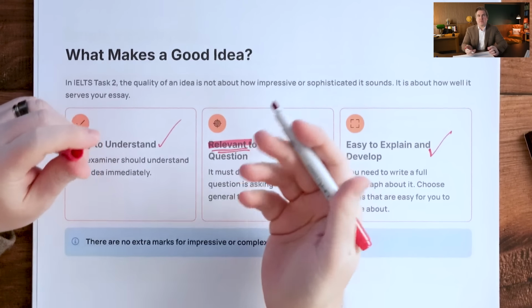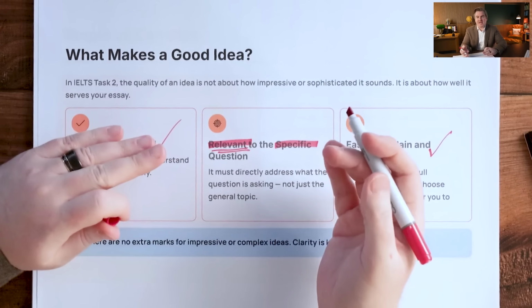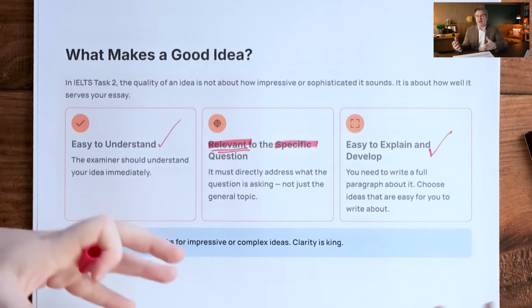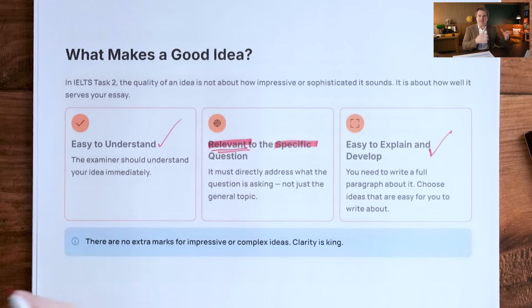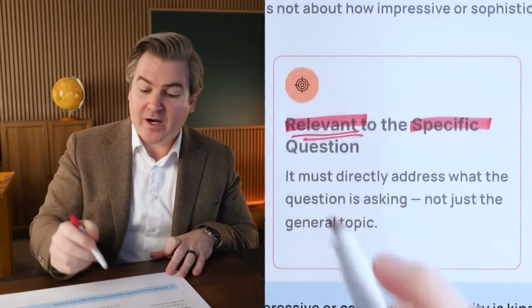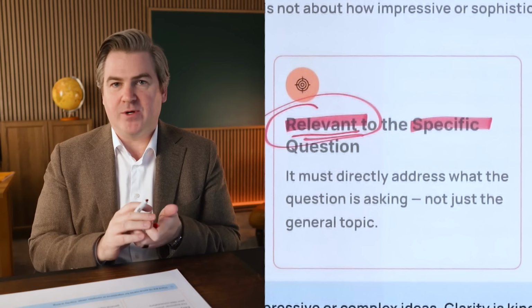This is a very common problem that we see with very well-educated people like doctors, lawyers, engineers, people that have for years studied very complex topics, and they bring that into the essay writing process with them, and they'll try and think of the most complex ideas. Well, those ideas are actually difficult for you to write about. If it's difficult for you to write about, it is actually lowering your score. And there are no extra marks for high-level ideas. There are ideas that are relevant and ideas that are irrelevant. That's the only thing that the examiner is really thinking about.